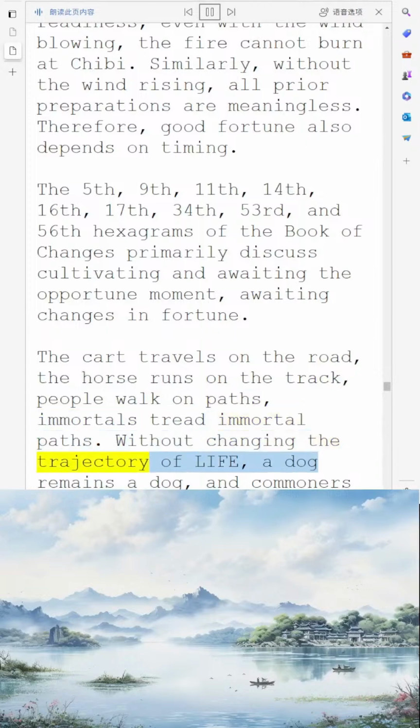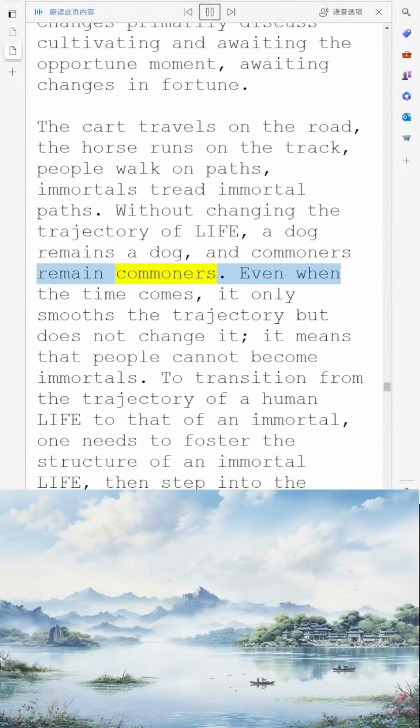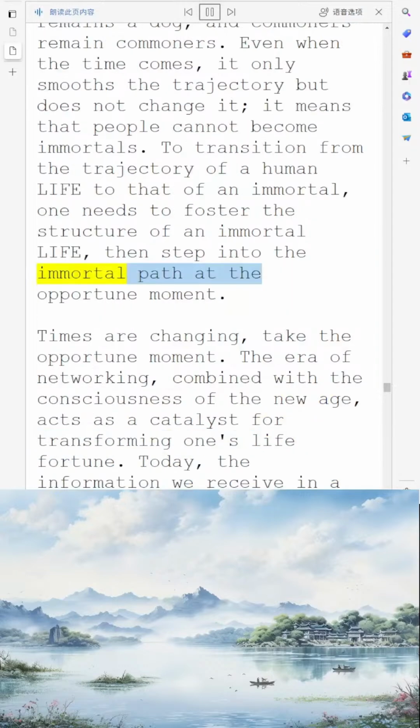Without changing the trajectory of life, a dog remains a dog, and commoners remain commoners. Even when the time comes, it only smooths the trajectory but does not change it. It means that people cannot become immortals. To transition from the trajectory of a human life to that of an immortal, one needs to foster the structure of an immortal life, then step into the immortal path at the opportune moment.